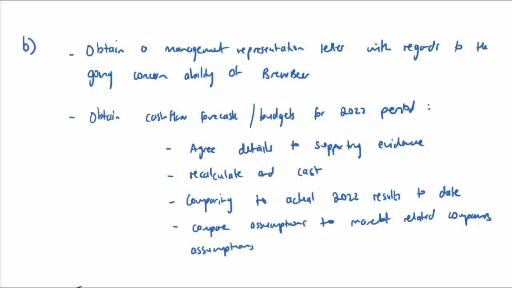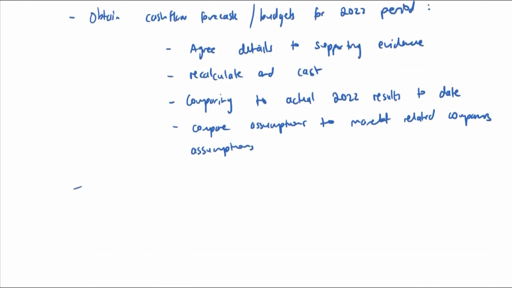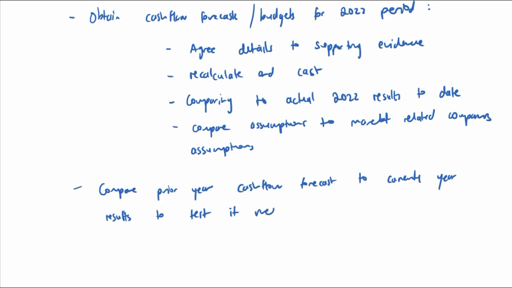Then I can actually just go and look at last year's forecast and the actual results of this year, just to see if their ways and means with regards to doing forecasts are actually reasonable. So I can just say compare prior year cash flow forecast to the current year results to test if the methods that they use are reasonable.